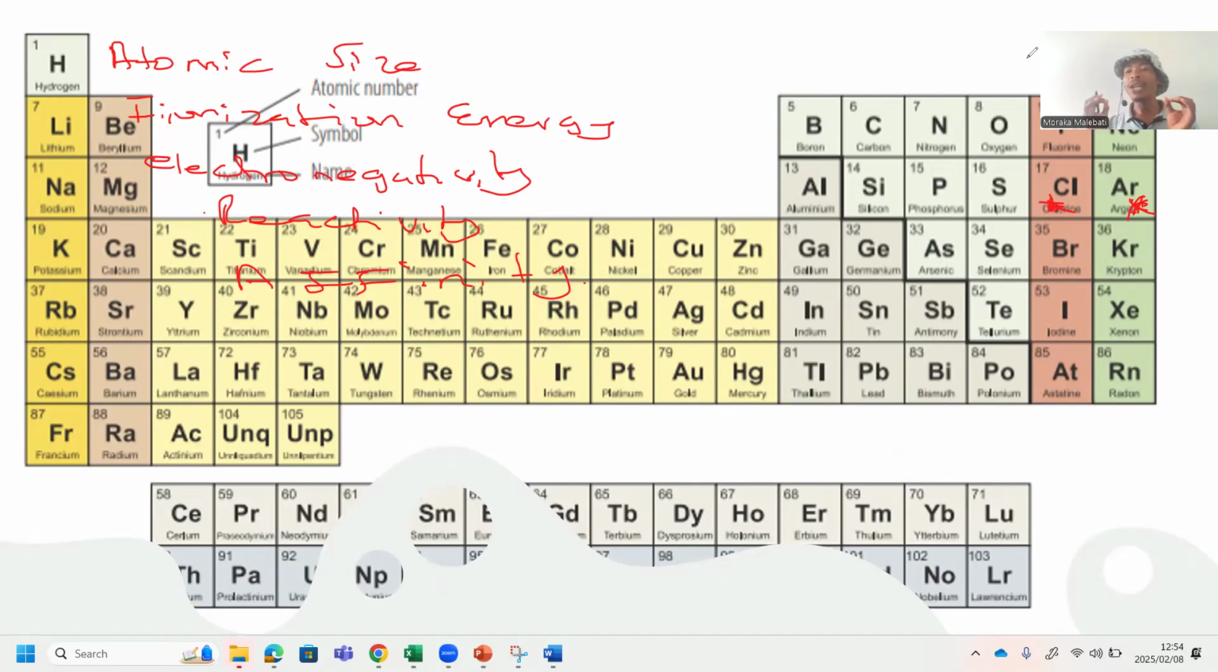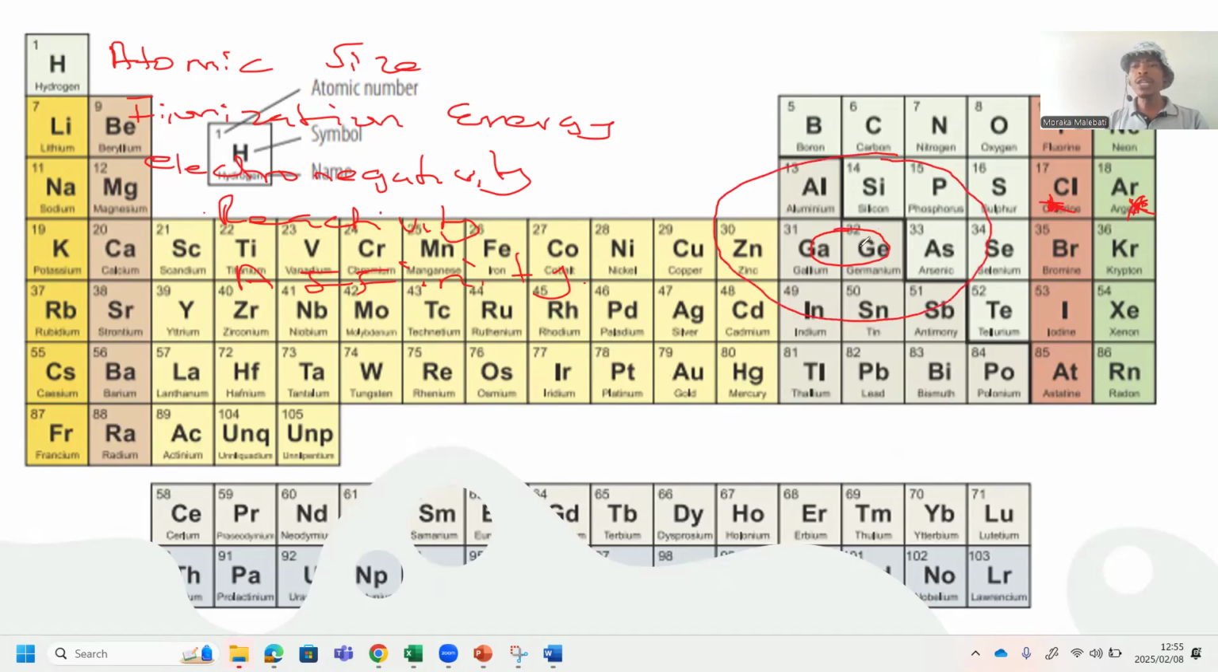But with the atomic size, atomic size is the distance from the nucleus of an atom to the outermost shell of electrons. The distance from the nucleus of an atom to the outermost shell. So that is to say, if this is the distance from the nucleus, let's say this is that.